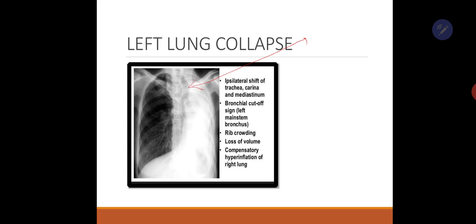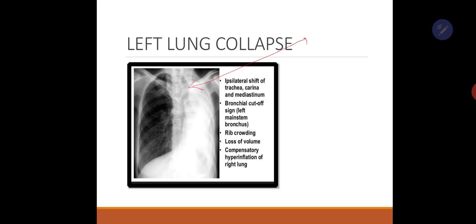If you can appreciate, this is the trachea, and it is shifted to the left, to the ipsilateral side. I have already told you why, because of the loss of volume. Bronchial cutoff sign: look at the left main stem bronchus, that is the bronchial cutoff sign.